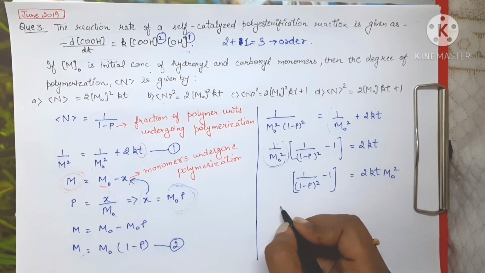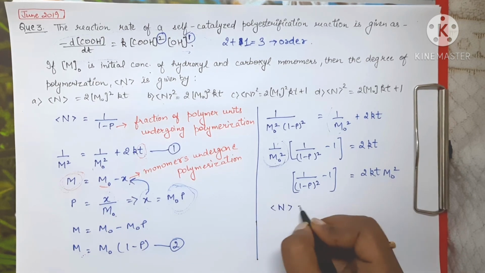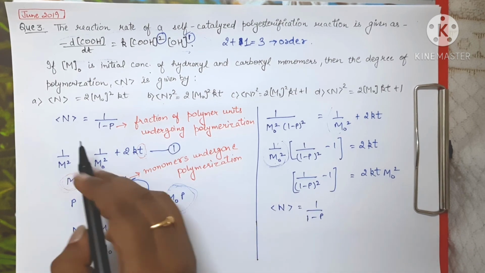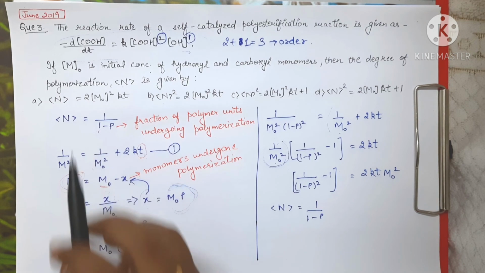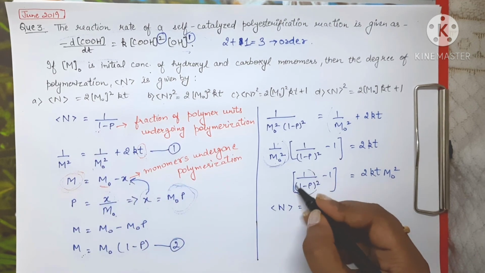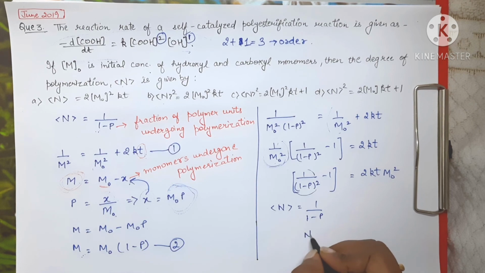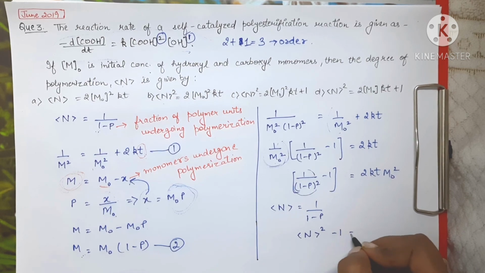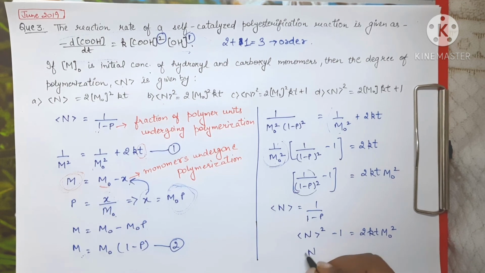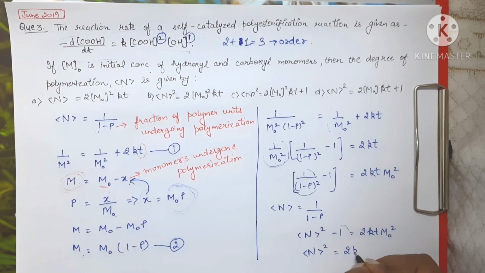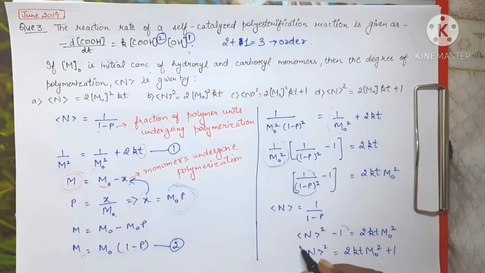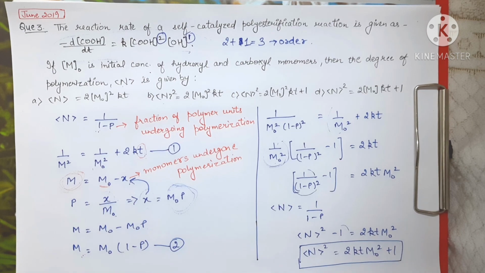Now we know that n is equal to 1 upon 1 minus p, right? We have written it here also. So substituting the value of 1 upon 1 minus p as n here, we will get n square minus 1 is equal to 2kt m naught square. So here if you take minus 1 to the right hand side, you will get n square is equal to 2kt m naught square plus 1. So this will be the final expression which you will be getting.